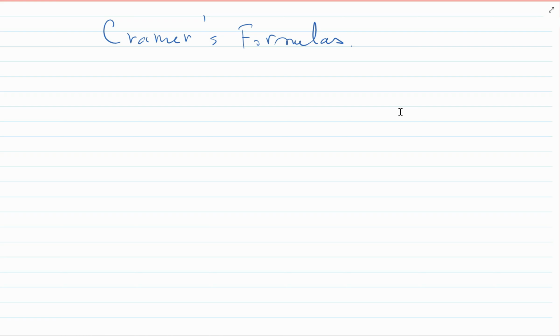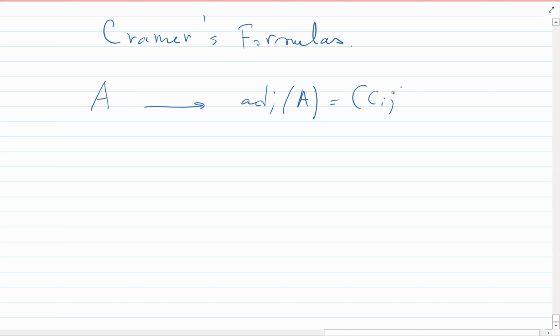In this final lecture on determinants, we want to see what Cramer did in the first half of the 1700s, in other words, the first half of the 18th century. The idea is inspired from the matrix A. From the matrix A, we came up with the adjoint of A, which is the transpose of the cofactor matrix.